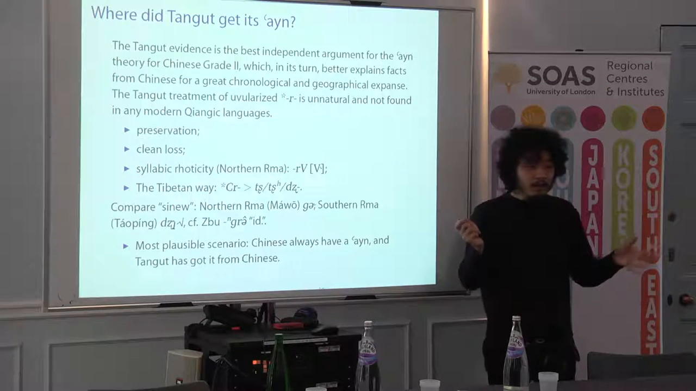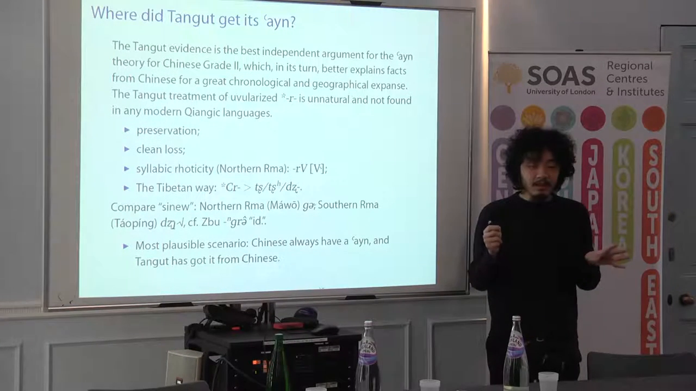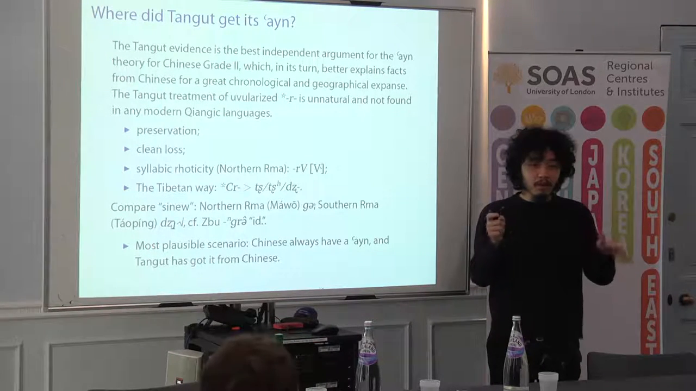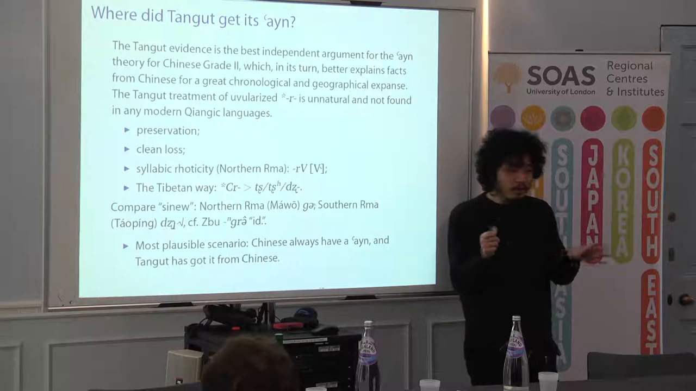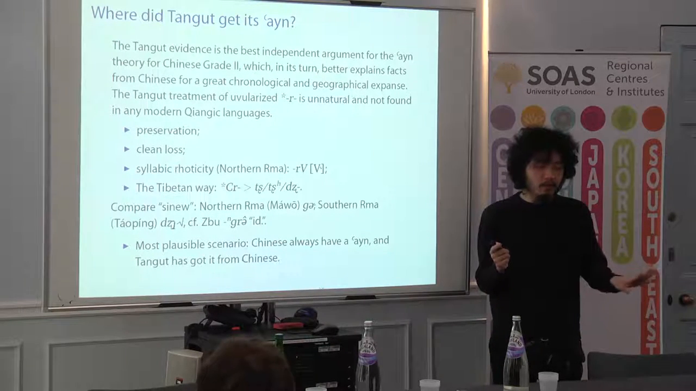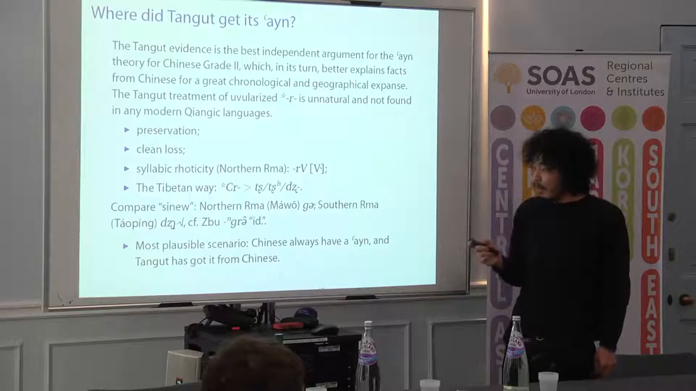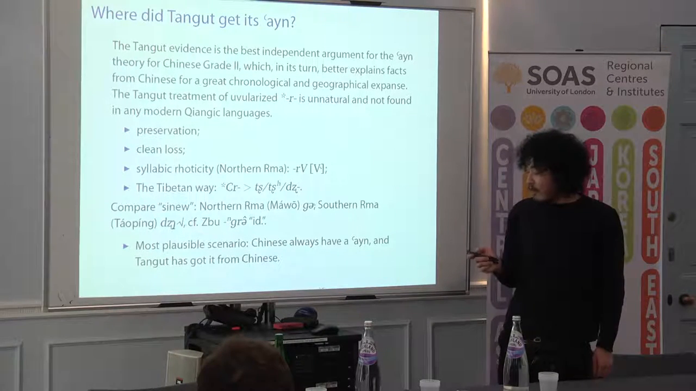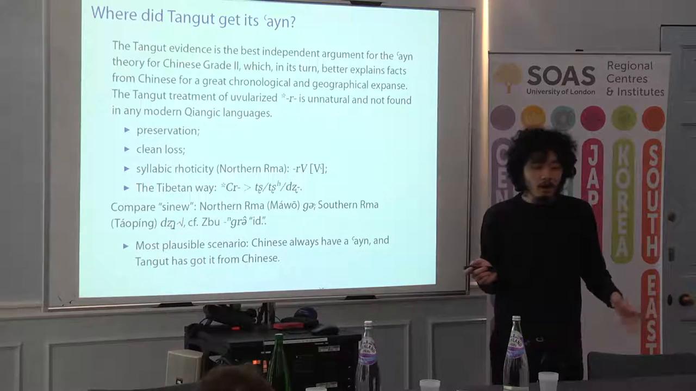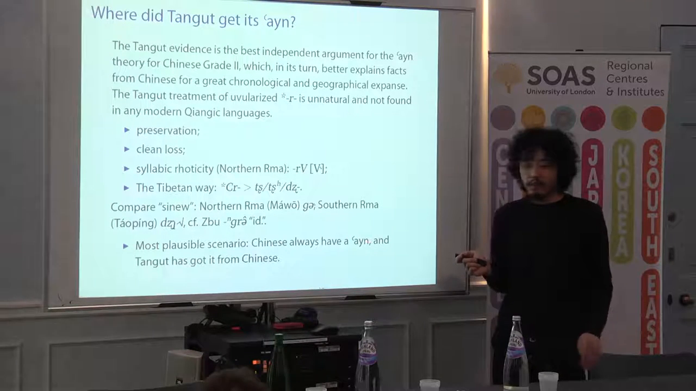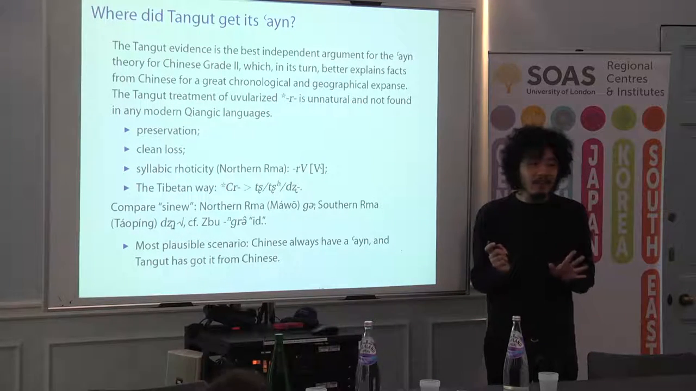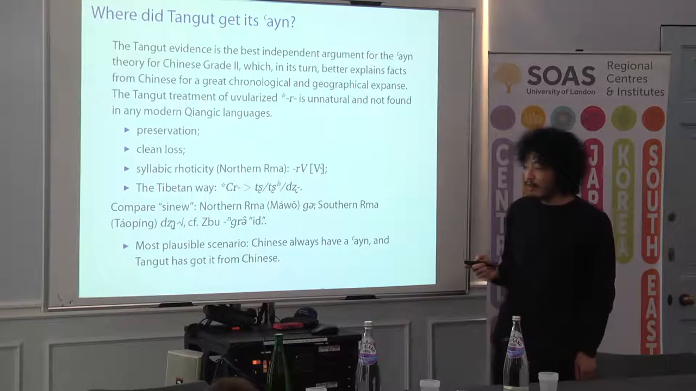And if you look at the dialect map, the treatments are really scattered. So it means that in most of the Urheimat of Qiangic, the medieval r is preserved to a very late date. So the most plausible scenario is that all kinds of Chinese always had some kind of iron for grade two, and Tangut has developed it under the influence from Chinese.